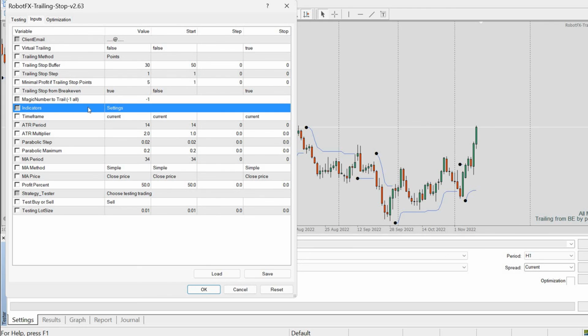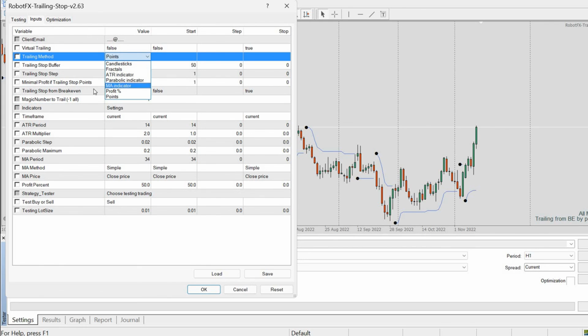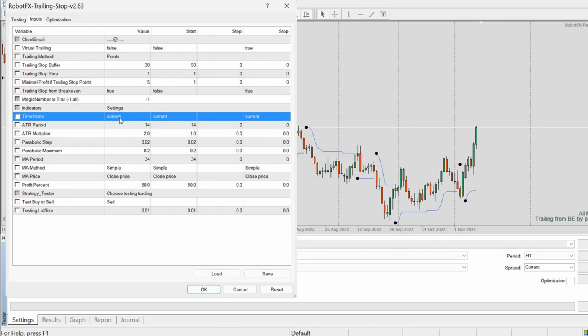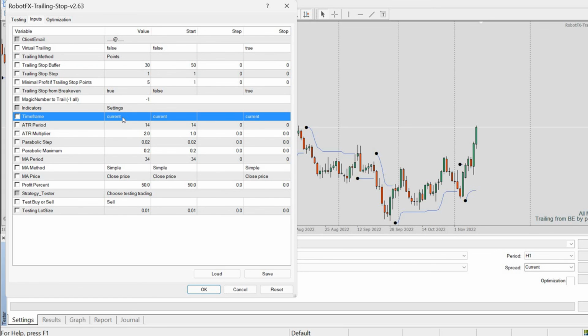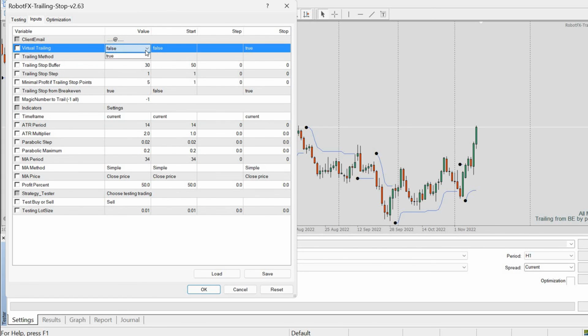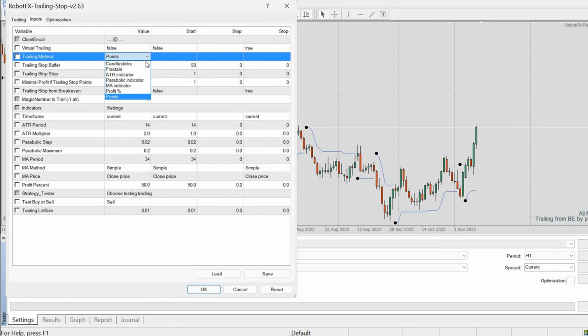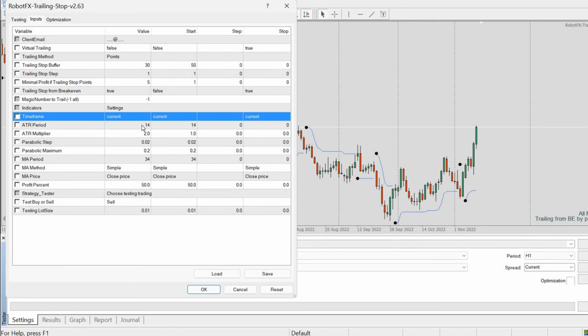Next, we have the indicator settings for the trailing methods. We have talked about them, and also the possibility to set the time frame for the indicators that you want to use to trail the price. And again, the time frame refers obviously only to the indicators. Trailing by points, or by profit, doesn't need to be done on other time frames, or it will be the same on all time frames.